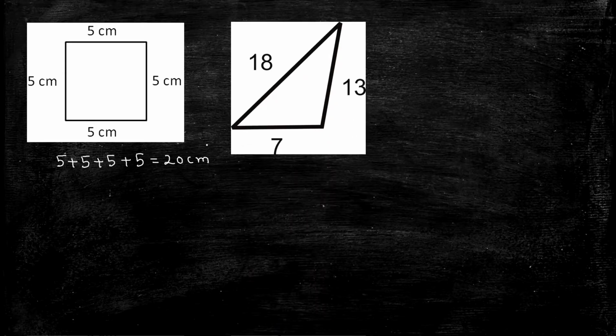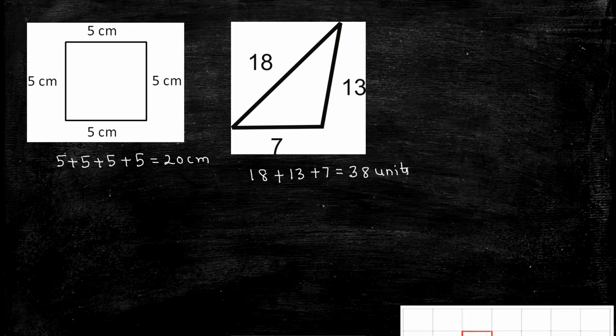Let's take the next figure. Now this is a triangle. So we just have to add up the edges. 18 plus 13 plus 7. So I would get 38 in this case, 38 units.